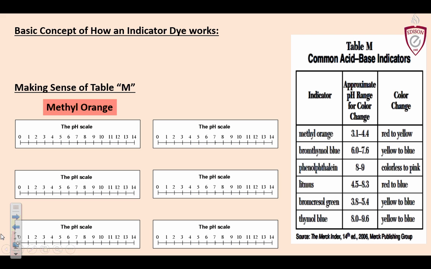Methyl orange. So from a pH of 0 to 3.1, methyl orange looks red. Just like your shirt today. There you go. So from 0 to 3.1, he's going to use a red line. Okay? And then let's do 4.4 and higher, which is going to be yellow.